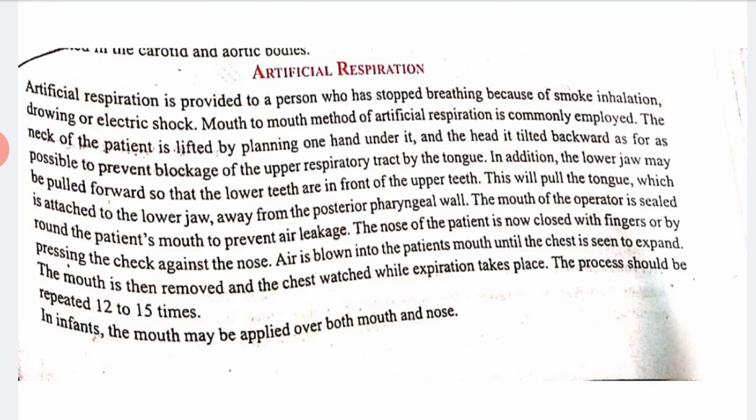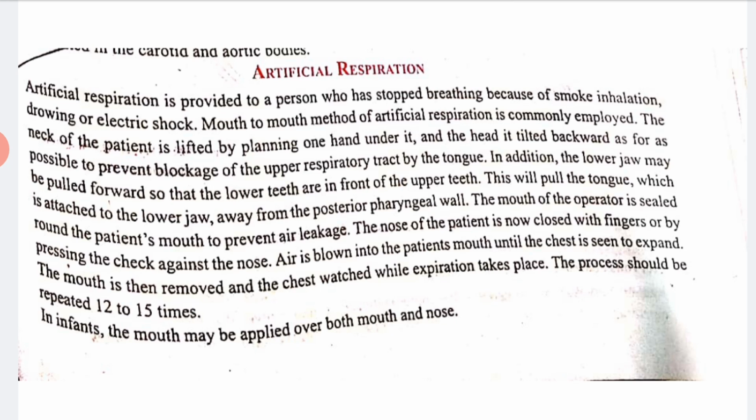Artificial respiration is provided to a person who has stopped breathing because of smoke inhalation, drowning, or electric shock. The mouth-to-mouth method of artificial respiration is commonly employed, in which the neck of the patient is lifted by placing one hand under it, and the head is tilted backward as far as possible to prevent blockage of the upper respiratory tract by the tongue.